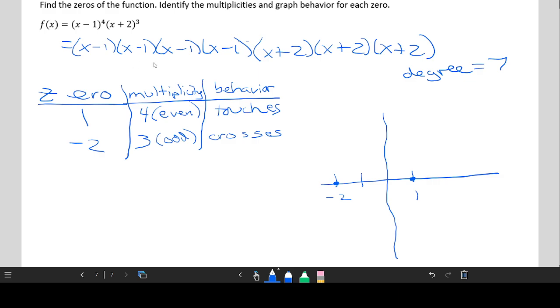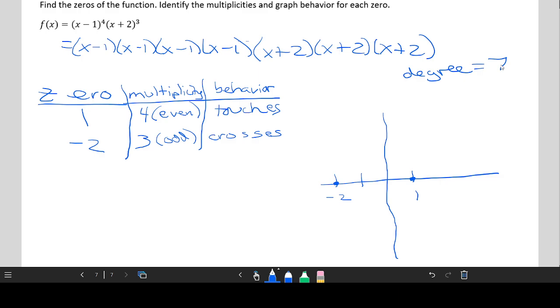Now you don't have to write it out to tell that, because if you come up here and you look, you say, okay, I've got 4 linear factors here, and then I've got 3 more. 4 plus 3 is 7. So we know it has an odd degree, which means the end behavior is going to be opposite. So the arrows are going to point down at one end, up at the other end.